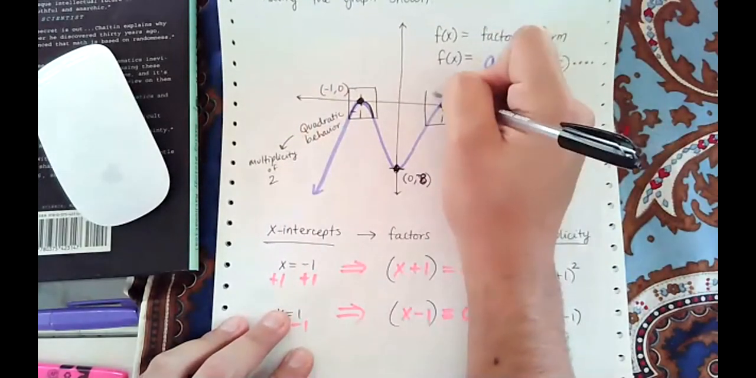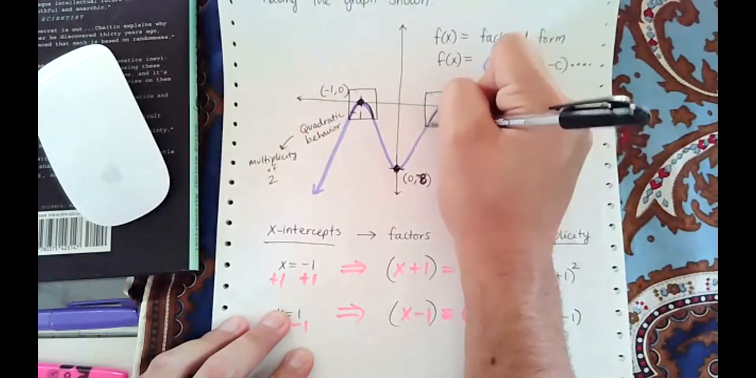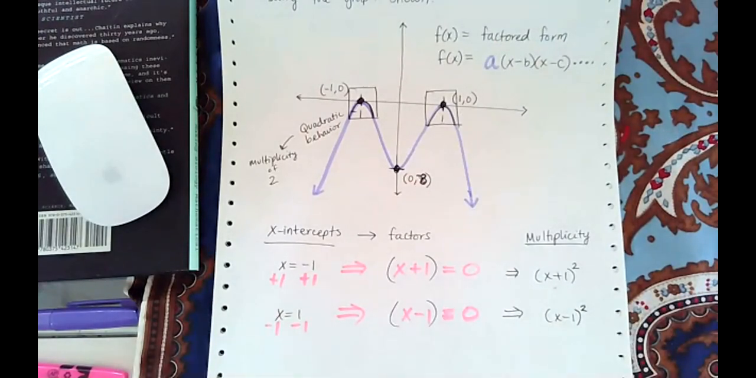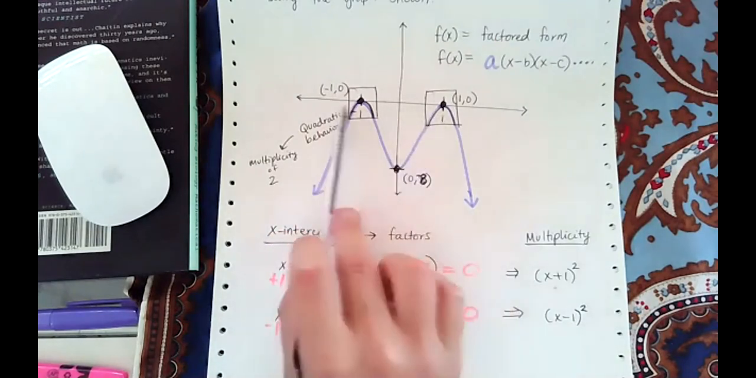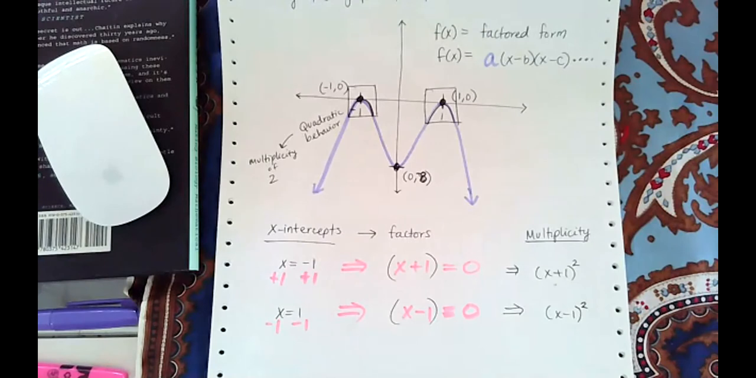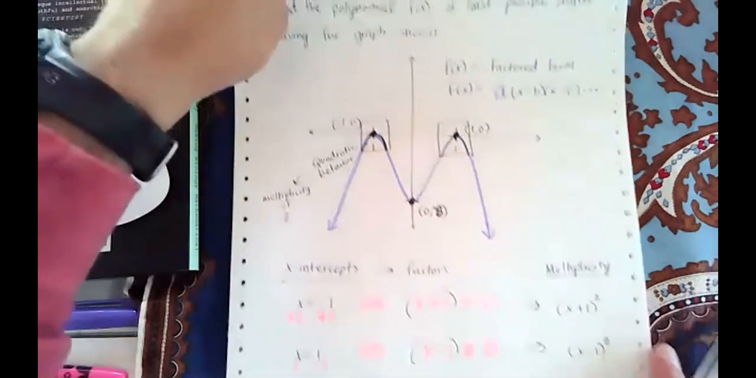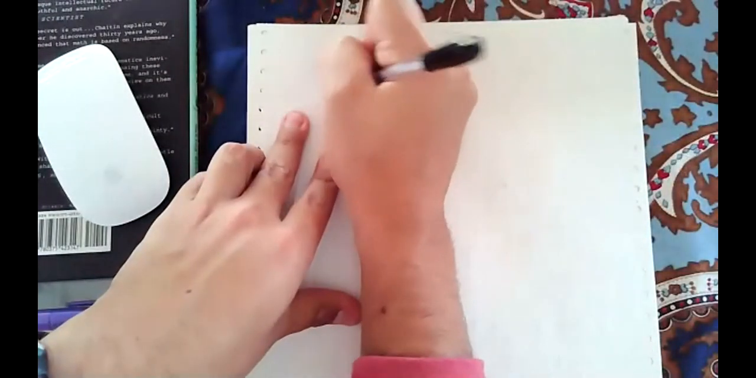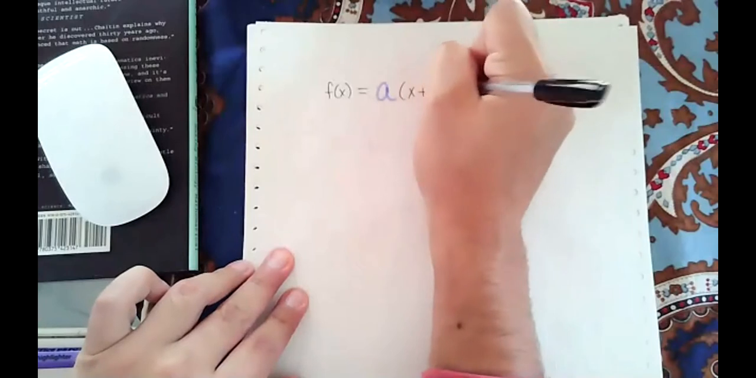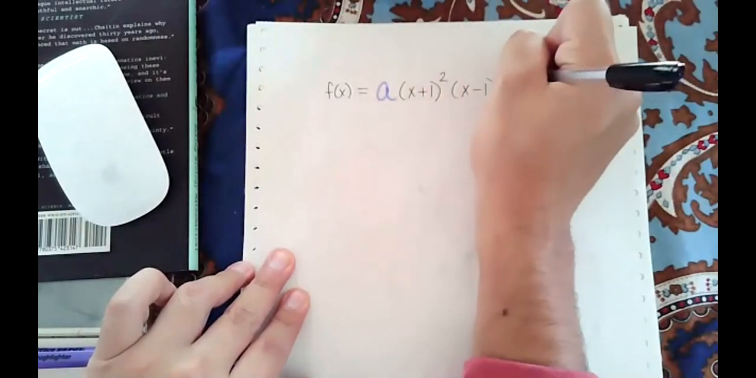Same thing over here. We have that quadratic behavior. So the multiplicity on this other factor must also be 2. And since those are the only x-intercepts for this function, these are the only 2 factors that are in the function. Okay, so we're going to put the pieces together. My function must have some leading coefficient, which I haven't discovered yet, but I now know that the factors have to be x plus 1 squared and x minus 1 squared.